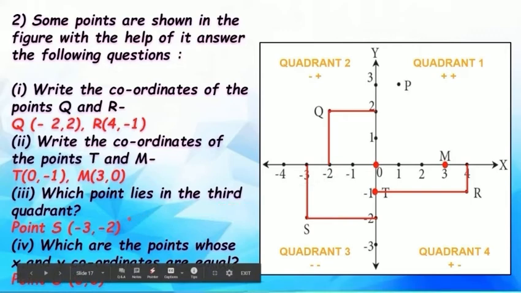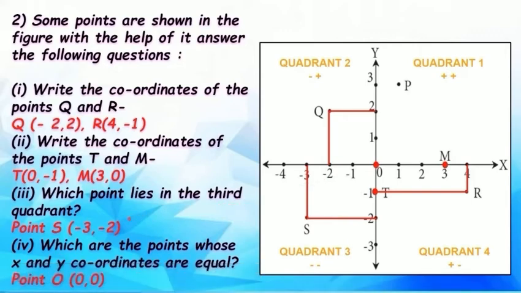Next, which are the points whose x and y coordinates are equal? Now we know the origin, or the center of the x-axis and y-axis, has coordinates 0, 0, and only in this case the coordinates are equal, that is, they have the same value. So point O, that is the origin, is the point whose x coordinate and y coordinate are equal.